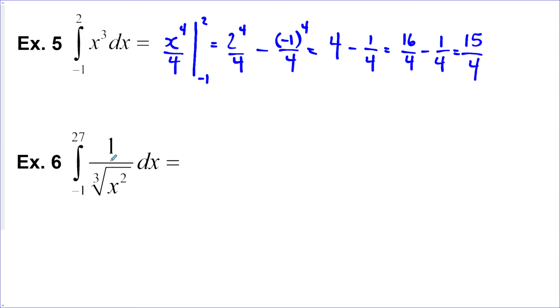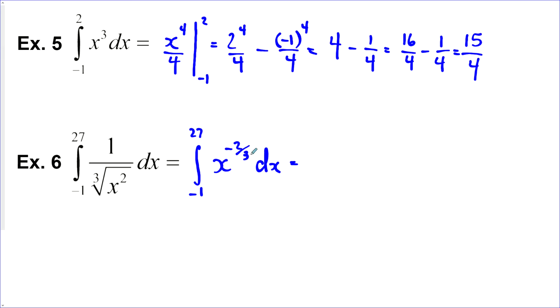Next one, I'm going to rewrite this first of all into exponential form. So I have x to the power of negative, because I'm putting it up here in the numerator, negative 2 divided by 3. The index of my radical is the denominator of my exponent. Now I'm ready to take the antiderivative of this.